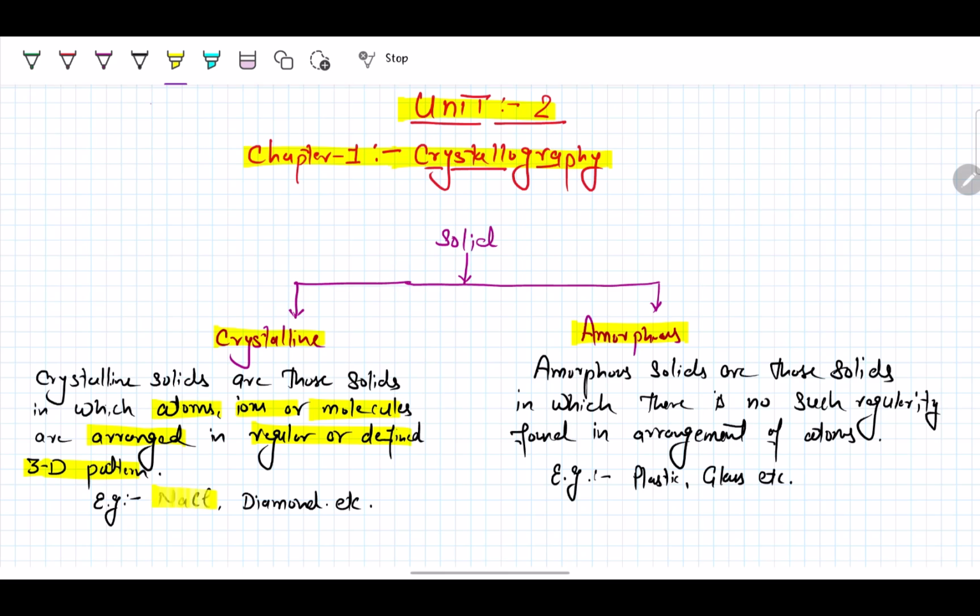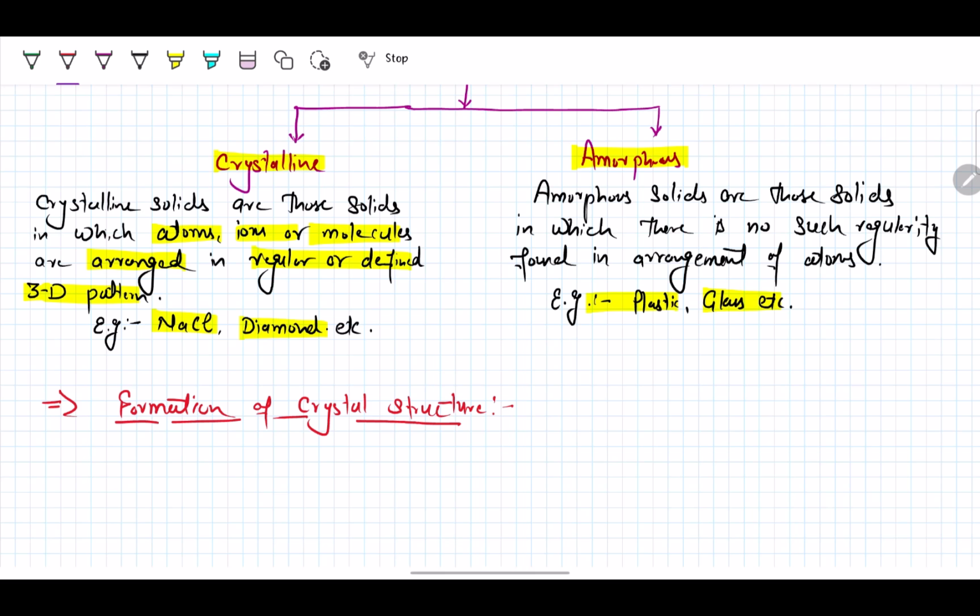For example, sodium chloride or diamond are examples of crystalline solids, whereas in the case of amorphous solids there is no such regularity in the arrangement of atoms. That's why these types of solids are called amorphous solids, right? For example, we have plastic and glasses.